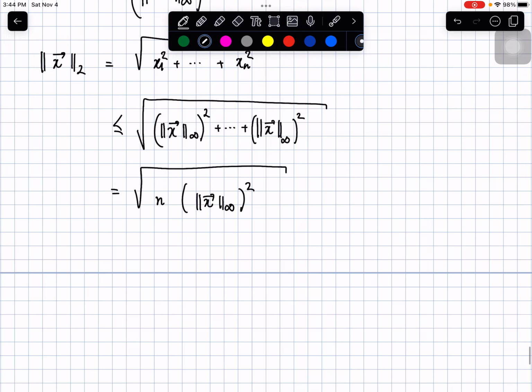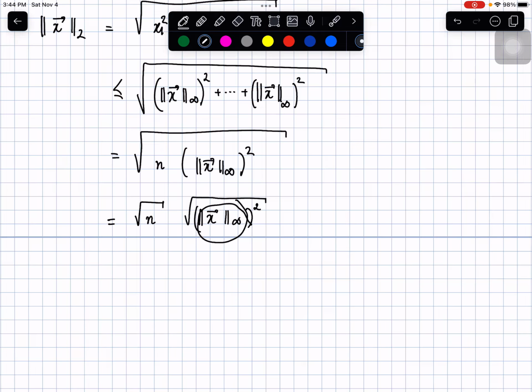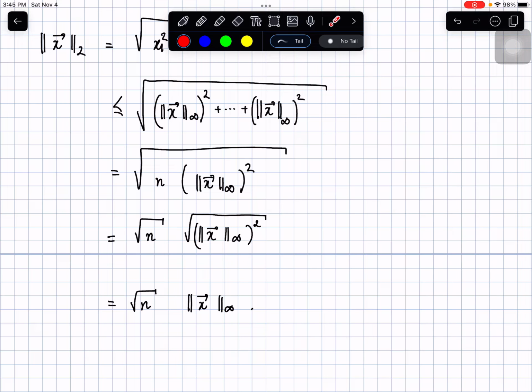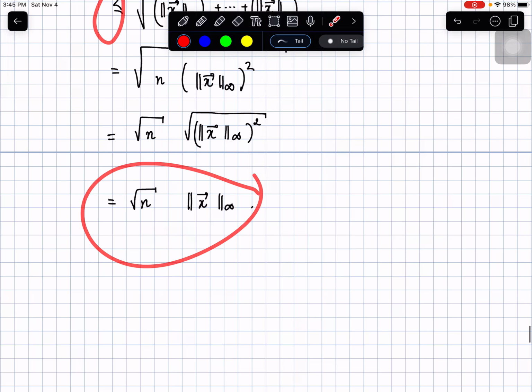n is positive, right? So this is square root of n times the square root of norm infinity of x squared. So this number is also non-negative, so this is square root of n times norm infinity of x. Therefore we have norm 2 of x is less than or equal to square root n times norm infinity of x.